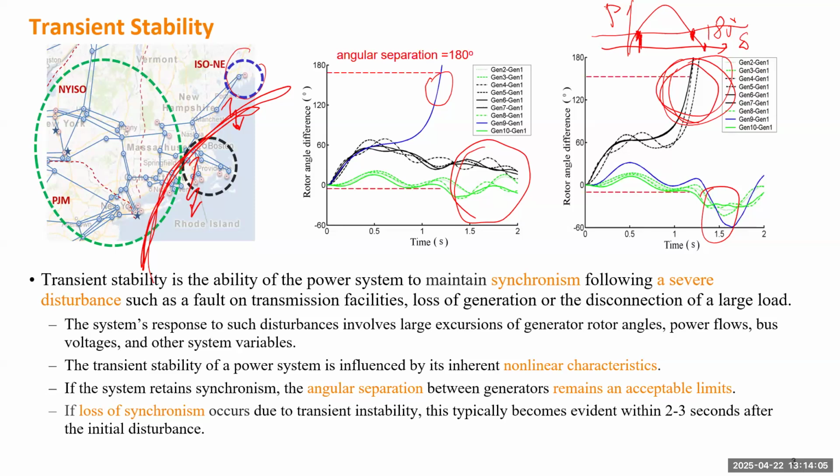Just use those two scenarios as one example. If you draw two lines, which are the envelope of 180 degrees, you can see the largest angle separation between the blue curve and one of the green curves will reach 180 degrees quickly, in just 1 or 2 seconds.